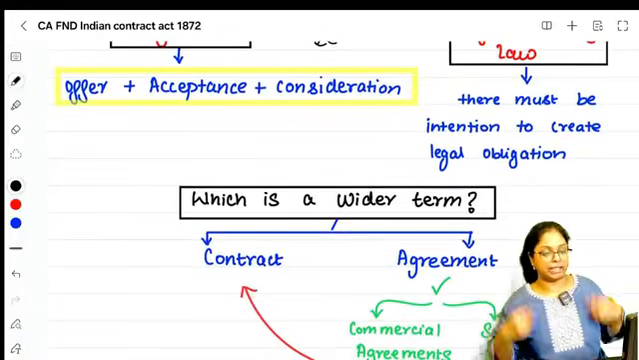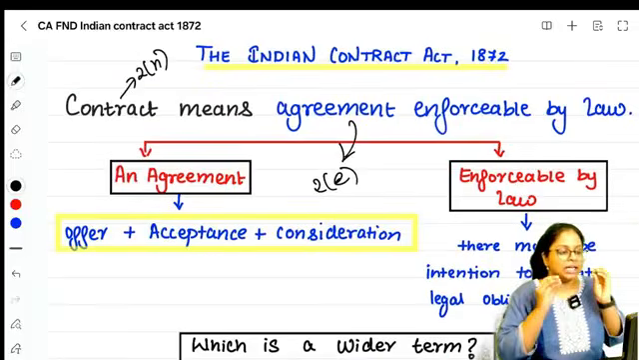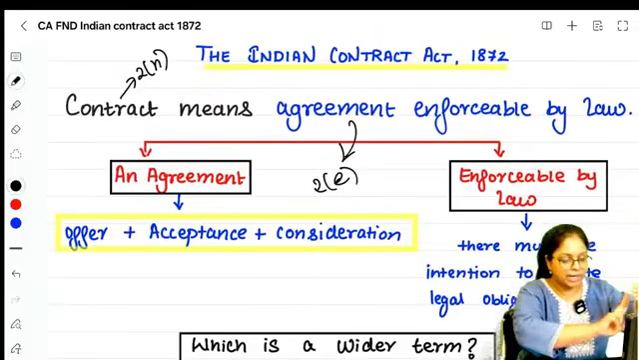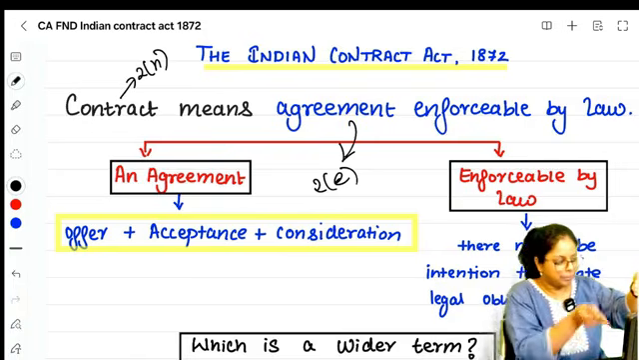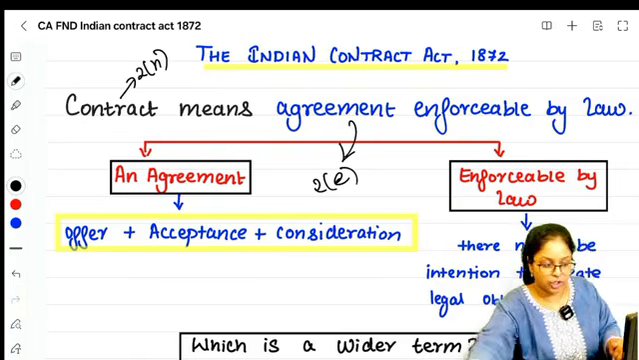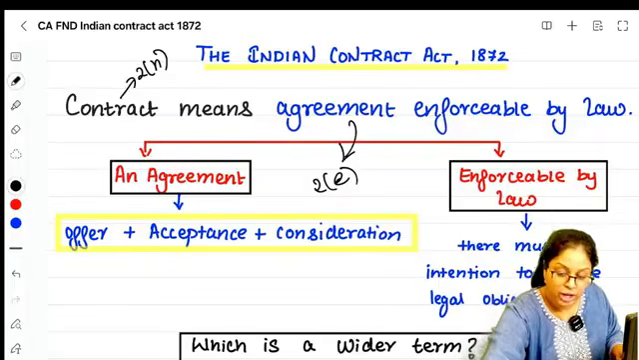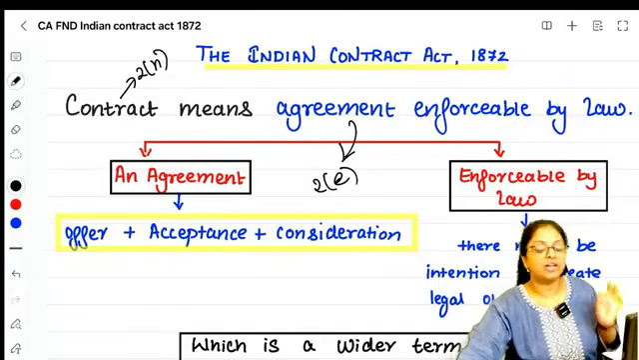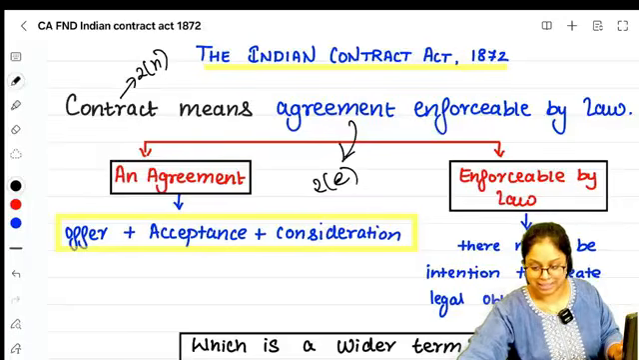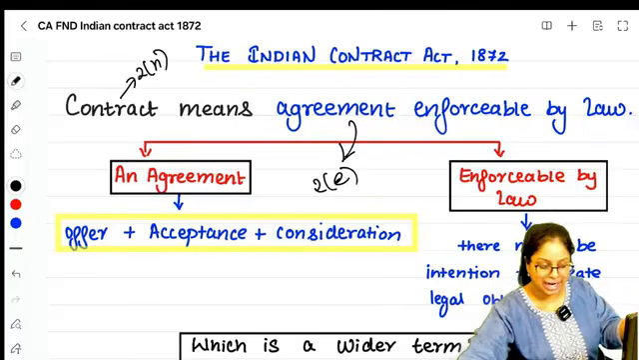Now I have to teach you some important, easy concepts. I told you contract means when an agreement meets enforceability. So what should be in an agreement? Intention to create a legal obligation. Now think and tell me, are social agreements contracts? No, because there is no intention to create legal obligation.